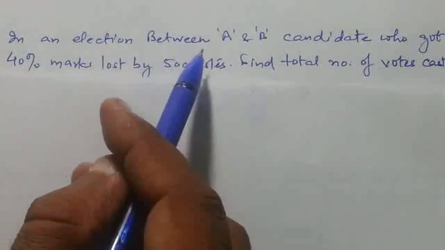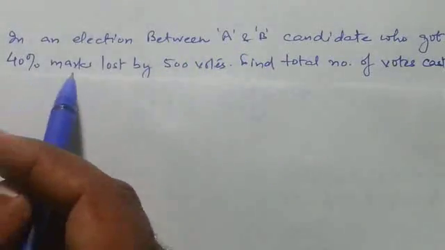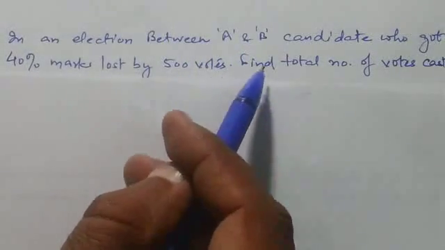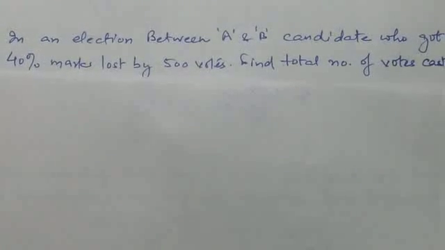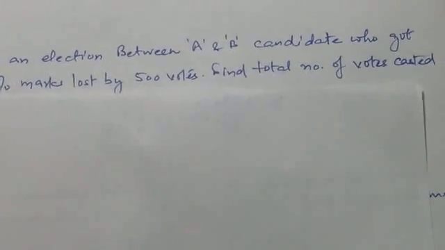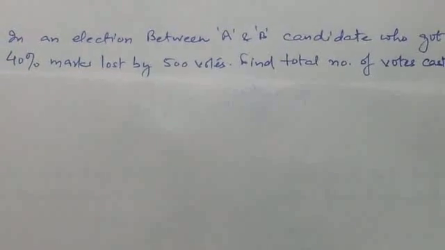Second sort of questions are like this. In an election between A and B, the candidate who got 40% votes lost by 500 votes. Find the total number of votes casted. So the question will be something like this, right? Find the total number of votes casted. Okay. So let us try to do it.